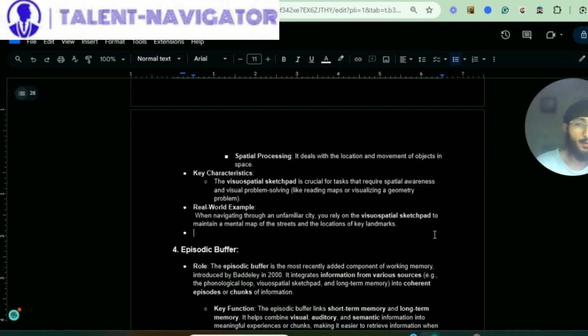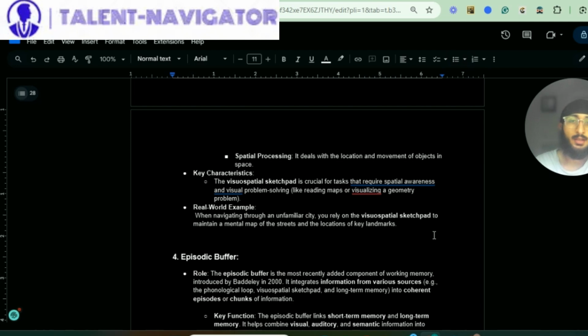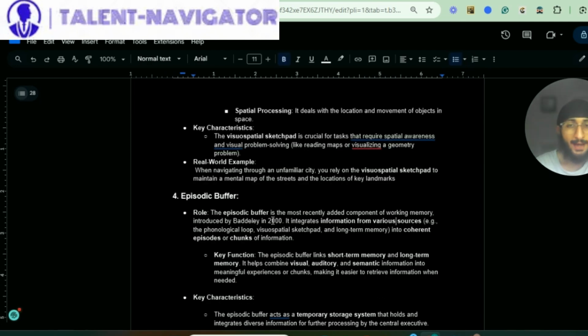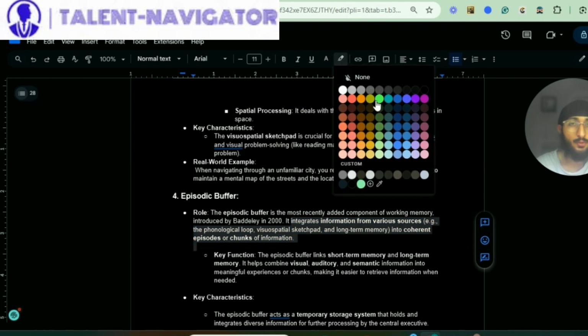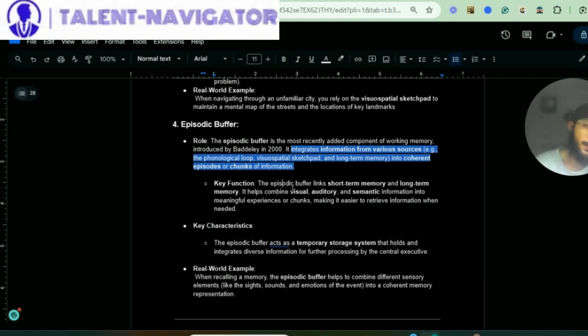And finally, we have the episodic buffer. This is the most recently added component of working memory, introduced by Baddeley in 2000. It integrates information from various sources, for example, the phonological loop, visuospatial sketchpad, and long-term memory, into coherent episodes or chunks of information. So this is the main idea here of the episodic buffer. I'll highlight that. The key function is that the episodic buffer links short-term memory and long-term memory.